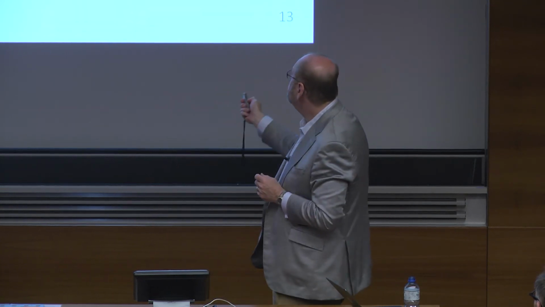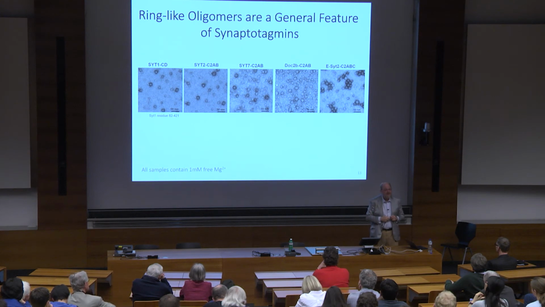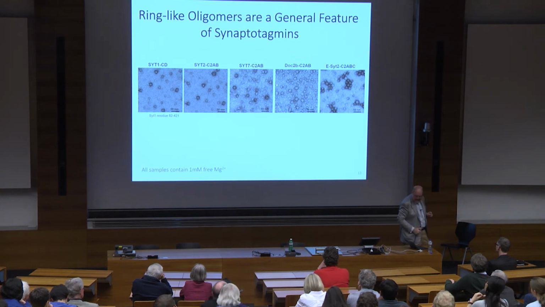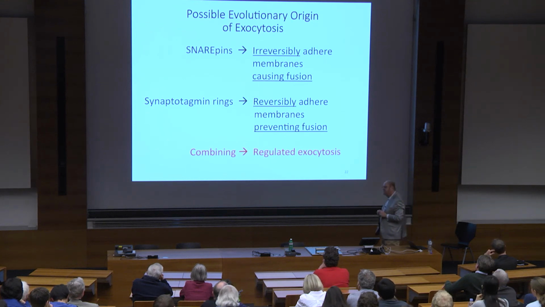Remarkably enough, extended synaptotagmin also forms rings, and these rings tend, unlike the others, to form networks, which suggests a mechanism for how they might adhere. So it's a very general property of synaptotagmins to form rings. And this, in turn, suggests a possible evolutionary origin of exocytosis that I'd like you to consider.